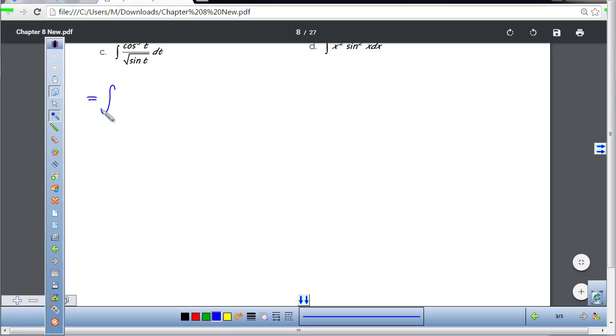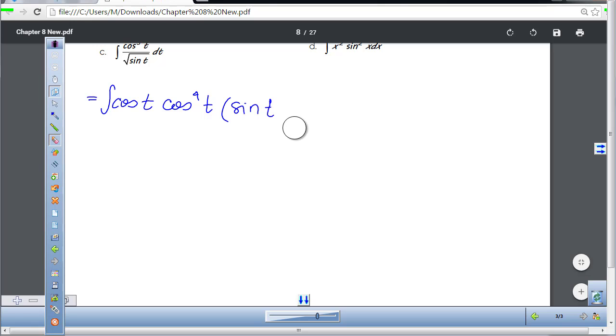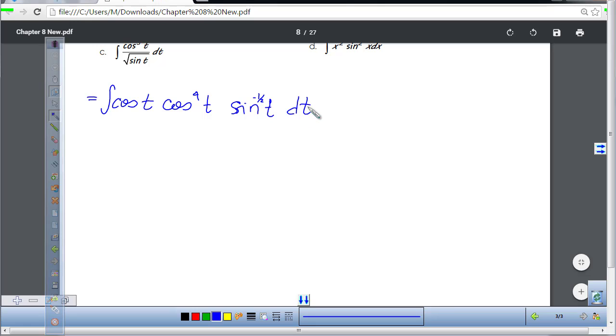okay, first of all, I'll rewrite this. I'm going to take off a cosine for my derivative. So cosine t, then I've got cosine t to the 4th, okay, and then I'm going to write sine of t to the negative 1/2. I could have put the negative 1/2 there. Let's put that there. And then dt.